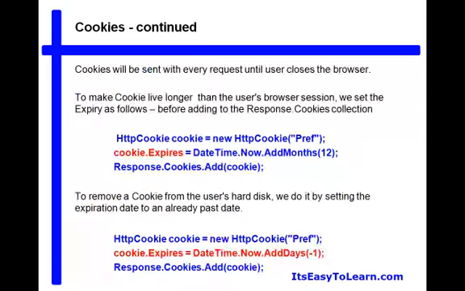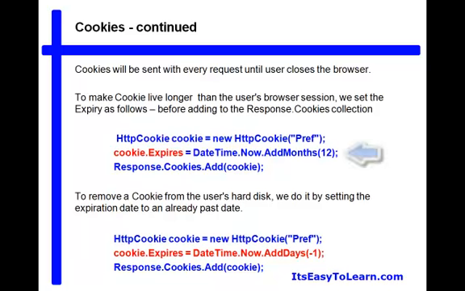Cookies will be sent with every request until the user closes the browser. Let's say we want a cookie to live for 1 year. To make a cookie live longer than the user's browser session, we set the expiry as follows before we add it to the response.cookies collection.